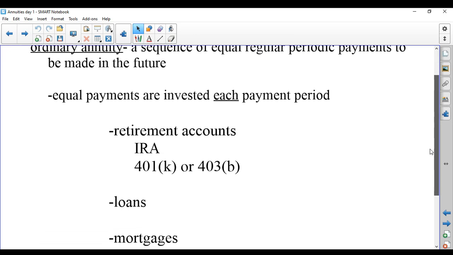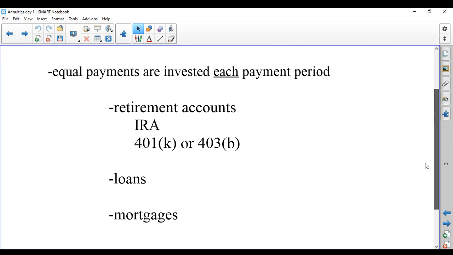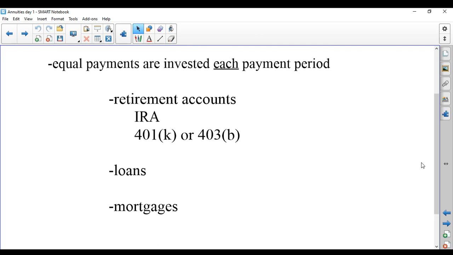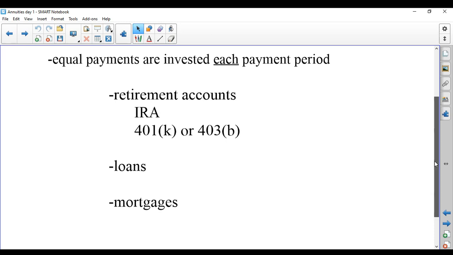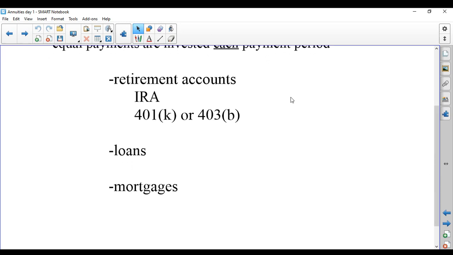When we have an ordinary annuity, the equal payments have to be invested each payment period. In other words, you have to put money in the same number of times a year that the interest is compounding. The applications of this are retirement accounts, IRAs, 401ks and 403bs, which are other ways of doing retirement savings. And whether you have a 401k or 403b depends on what type of job you have.